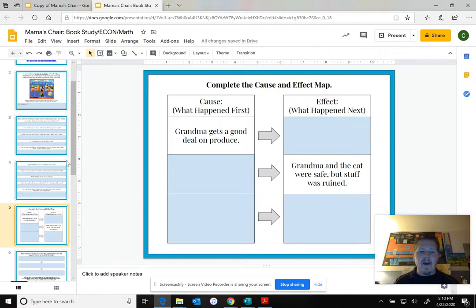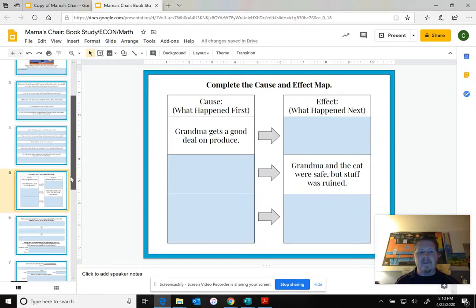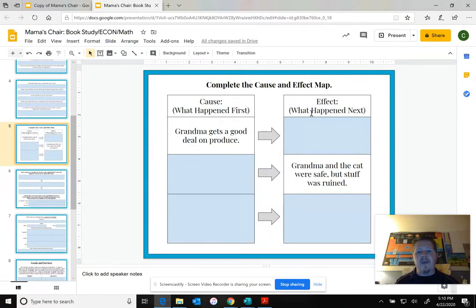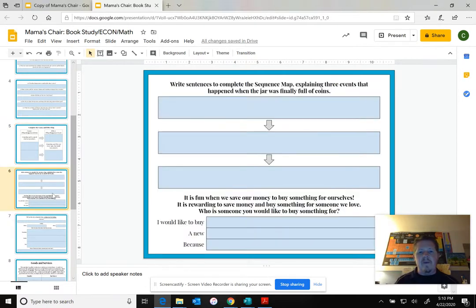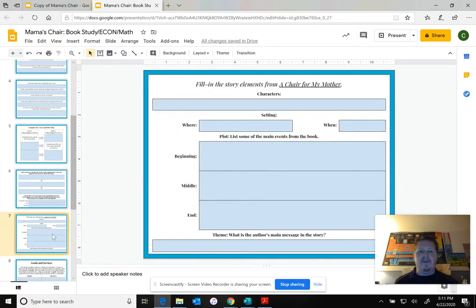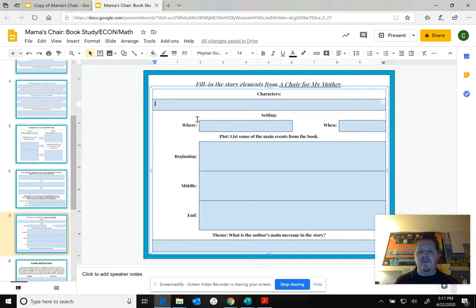There is a cause and effect activity that looks at what happened first and then what happened next. There is a sequencing map that asks you for 3 events. There is a story elements activity. So once again, just put your cursor in these boxes and you can type in your answers.